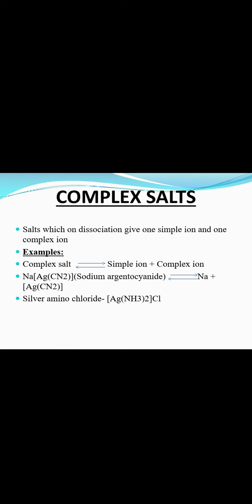So that is sodium argentocyanide, NaAg(CN)2. It can give a simple ion and a complex ion. It can give Na, sodium, and also argentocyanide. Next is silver amino chloride, Ag(NH3)2Cl. So this is also going to give a complex ion, that is Ag(NH3)2, and a simple ion, Cl.